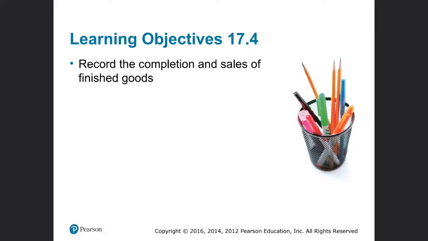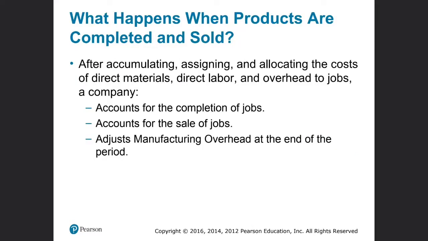So now we're going to record the completion of sales and finished goods. Sales of finished goods. So what happens when products are completed and sold? After accumulating, assigning, and allocating the cost of direct materials, direct labor, and overhead to jobs, a company will account for the completion of the job, they account for the sale of the job, and they adjust their manufacturing overhead at the end of the period.